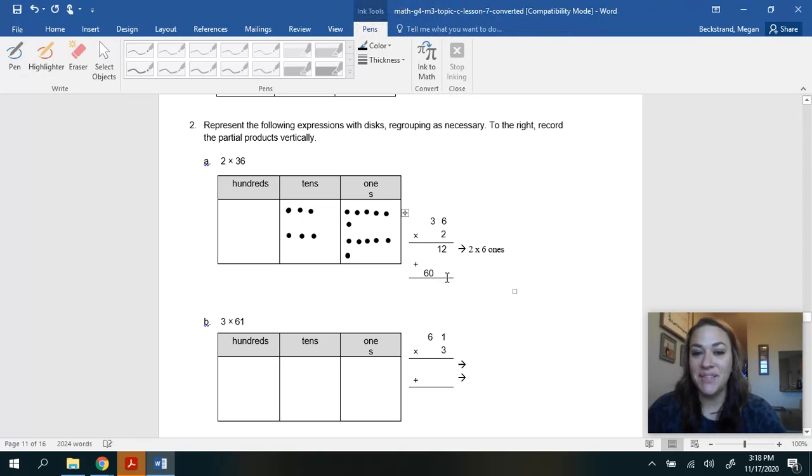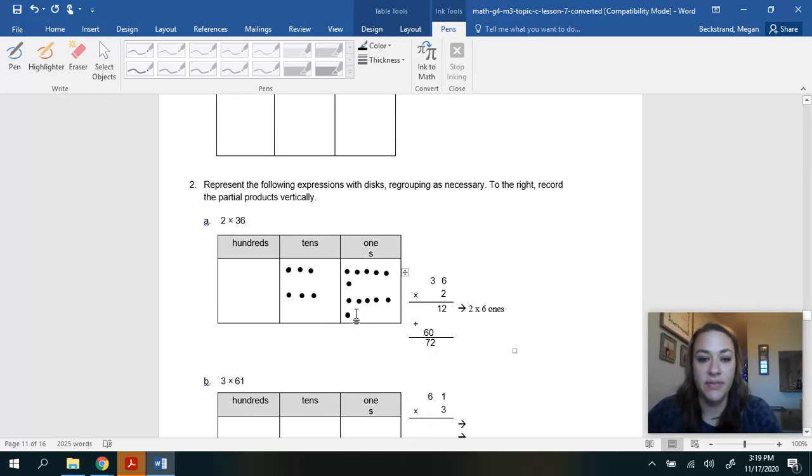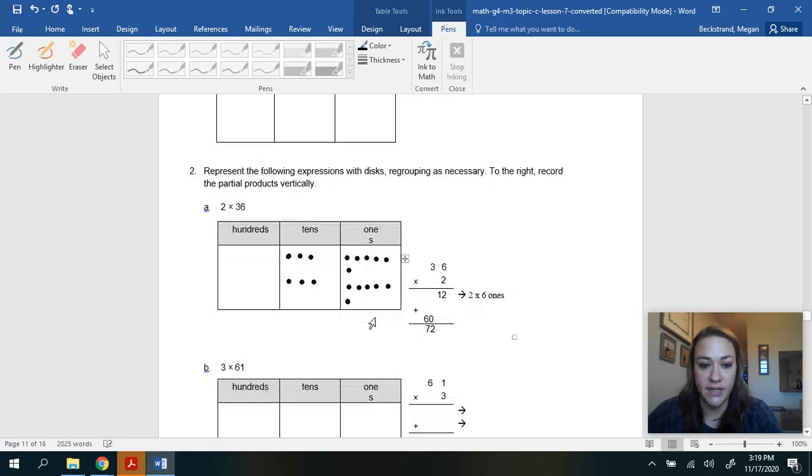So 60 plus 12. I know it's not lined up, but just bear with me here. So 60 plus 12, that's going to give us 72. So like I mentioned over here, we would have had to bundle up 10, and that would have given us another 10 over here. So we'd have 70 plus our 2 ones over here.